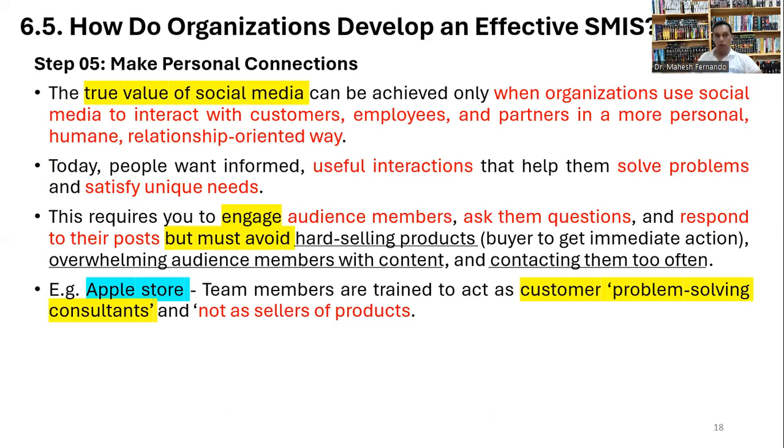And step number 5 is to make personal connections. It is a very important thing in the process of developing an effective social media information system. The true value of social media can be achieved only when organizations use social media to interact with customers, employees, and partners in more personal, human, relationship-oriented ways. If you need to understand people, you need to give them what they need, as well as keep a relationship with them.